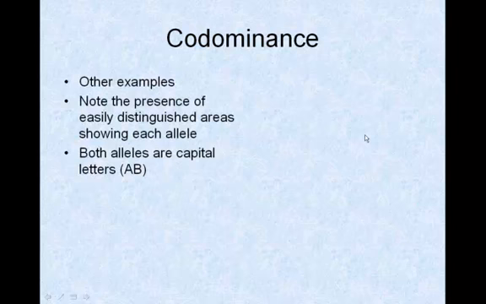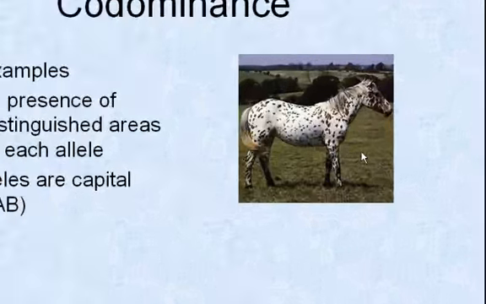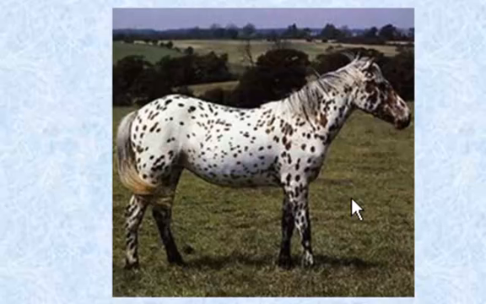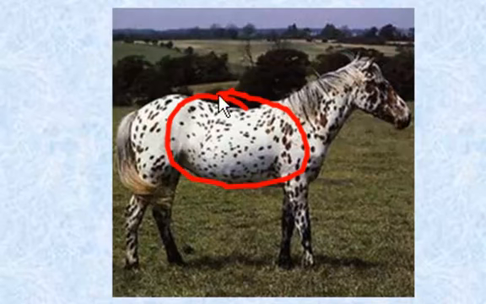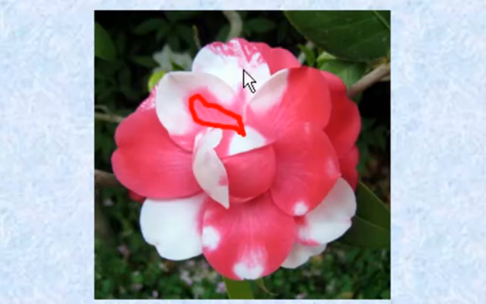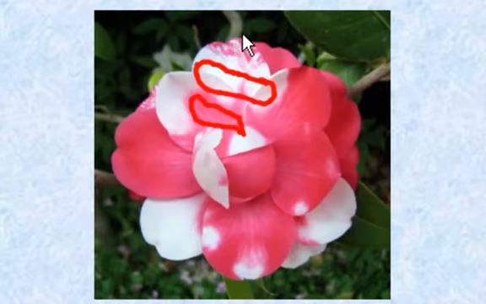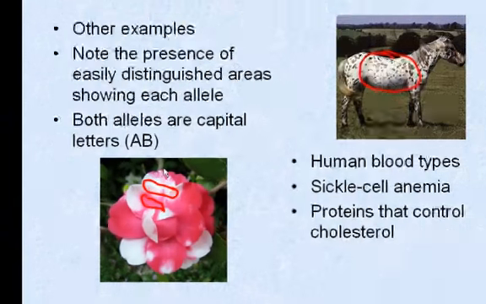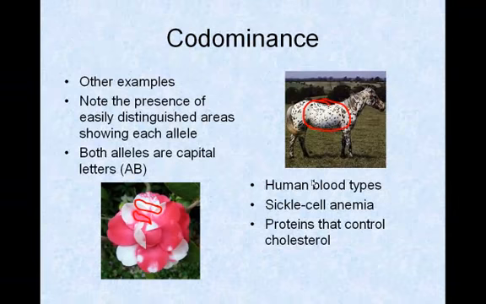So here's some other examples. This horse is displaying codominance because of the spots on his coat. So these spots show you that it's codominant. This flower has blotches of pink and blotches of white. This blotchiness tells you that it's codominant. And we see this with human blood types.